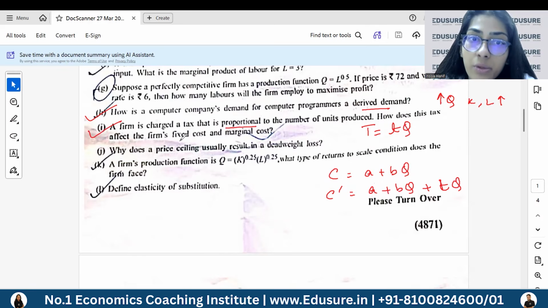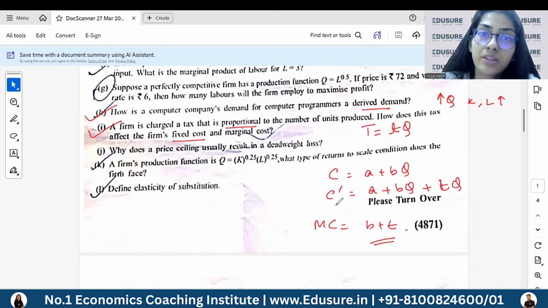Okay, so the fixed cost will be unchanged. There will be no change in fixed cost, but the marginal cost will become B plus T. Okay, so that will change.